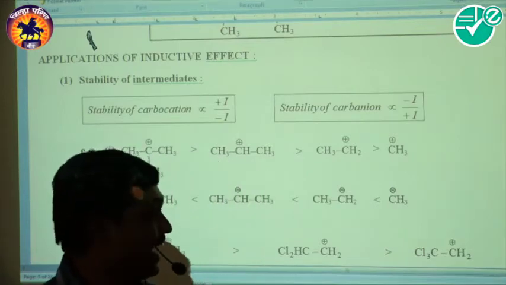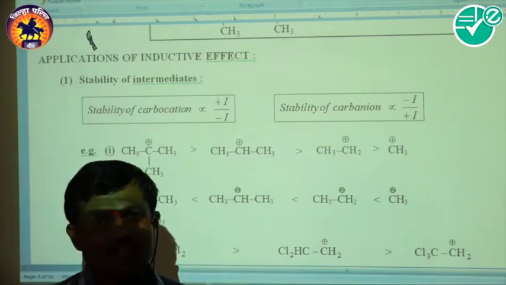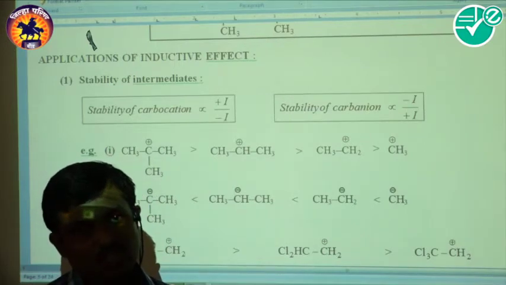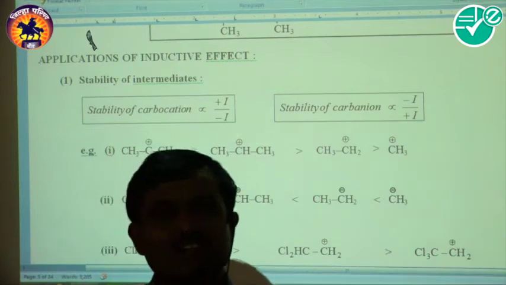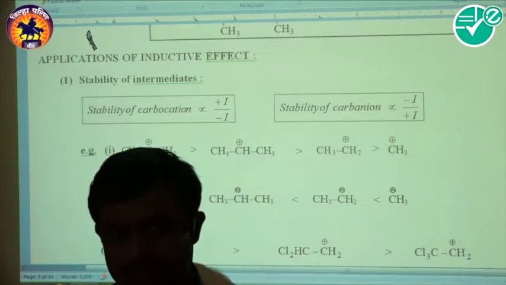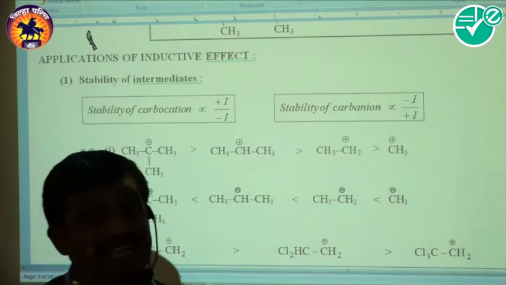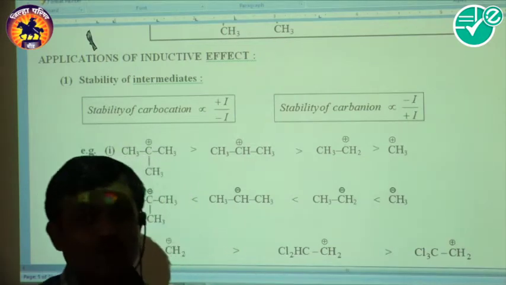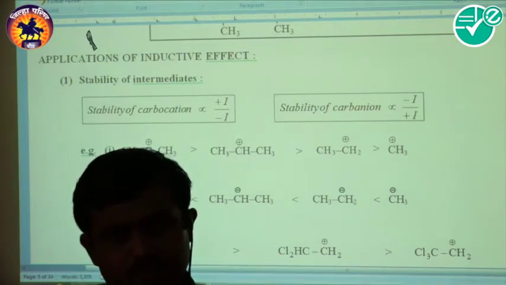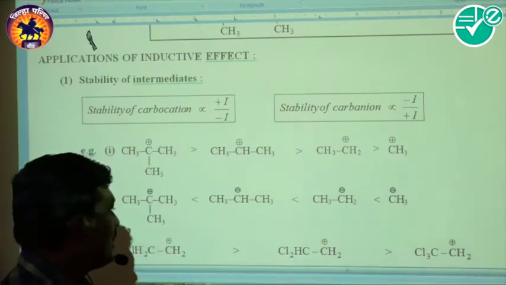But if it is a carbanion, the electron density present on that carbanion is shared by the species withdrawing the electron density, and that carbanion is more stable. So look here: by an electron donating group, the carbocation is stable, and by an electron donating group, the carbanion is unstable.